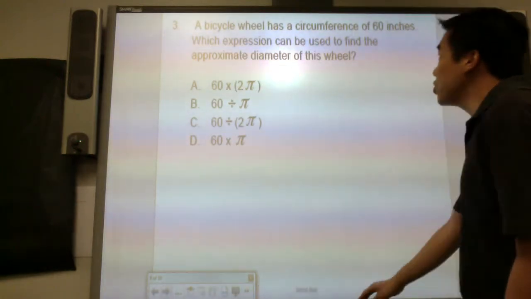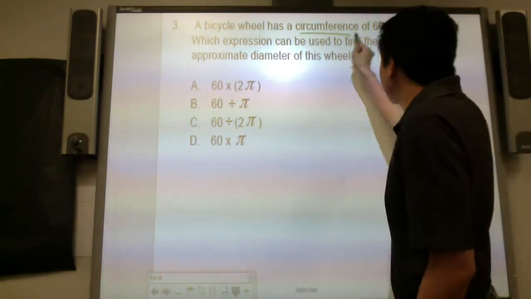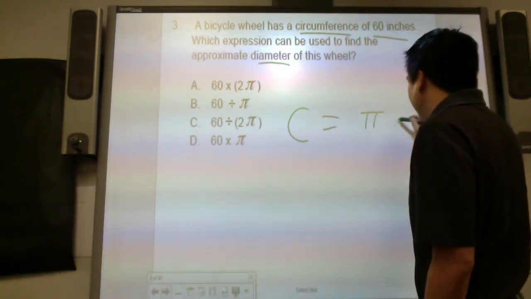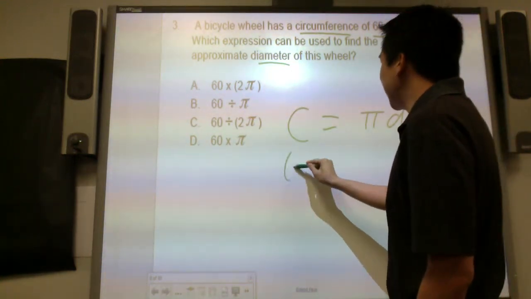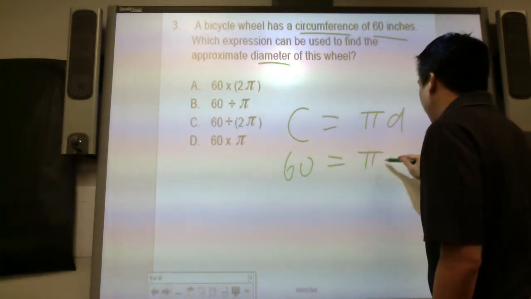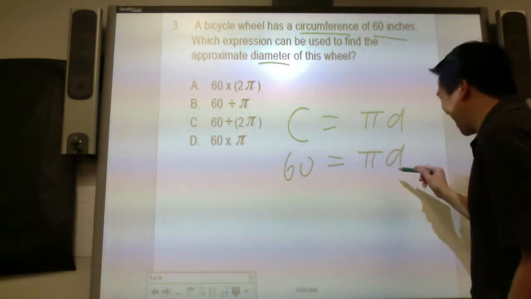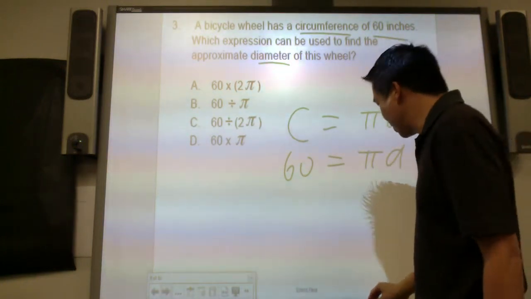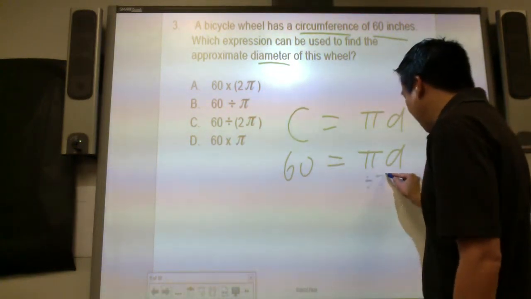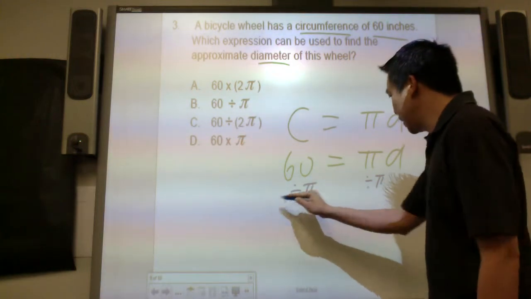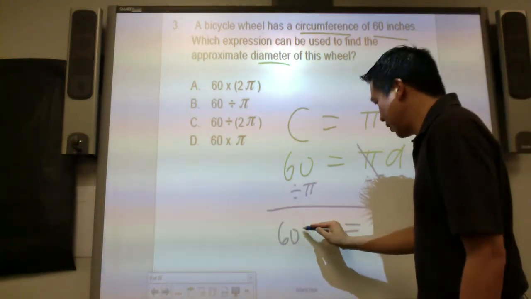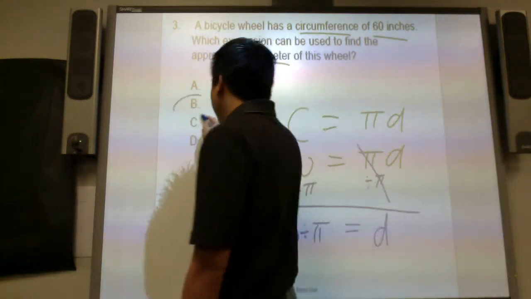Next one. A bicycle wheel has a circumference of 60. Find the approximate diameter. C equals pi d. So we know the circumference is 60 equals pi d. I want to find this diameter. I need to get rid of this pi. What operation is the opposite of it? Divide by pi, divide by pi. This cancels out. You have d. So you have 60 divided by pi, and it's B.